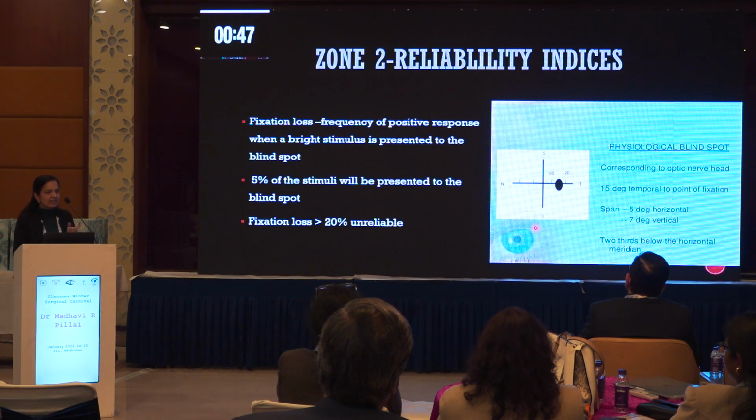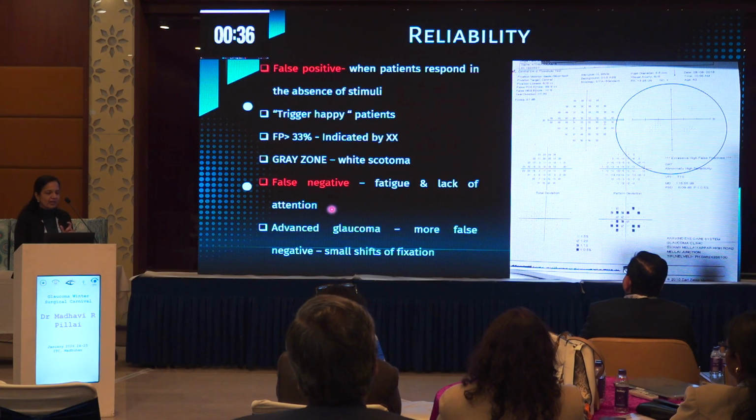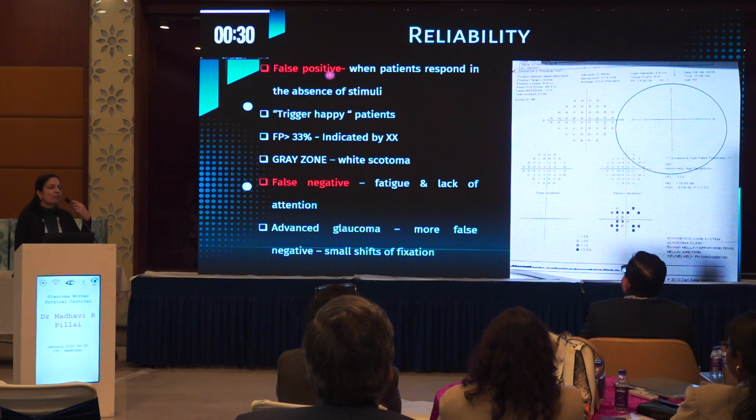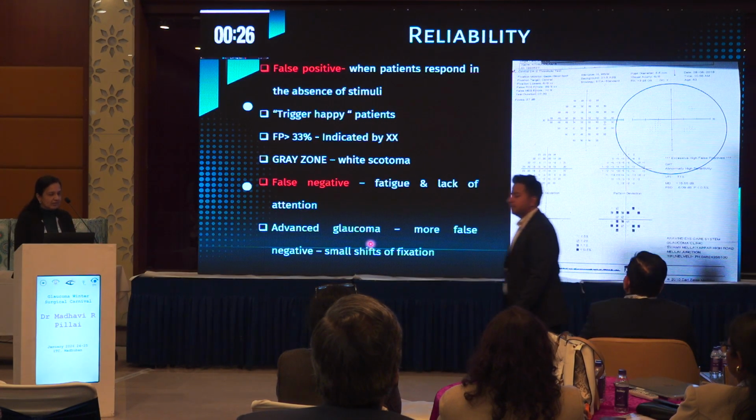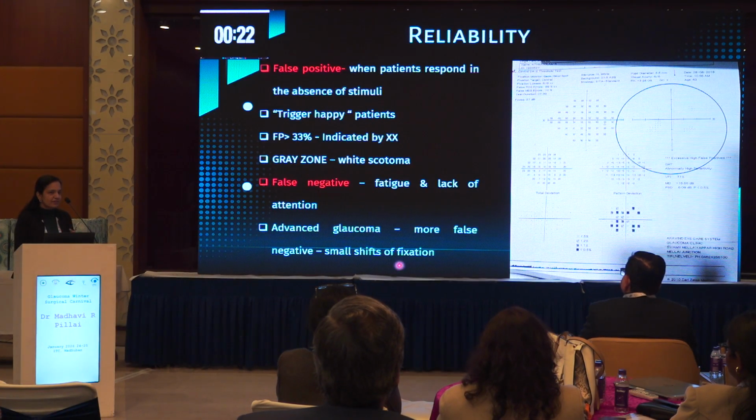Next is the reliability indices. I already spoke about fixation loss. Apart from fixation loss, you have false positive when the patient responds in the absence of stimulus, and false negative due to fatigue or lack of attention. Once again, here I wish to highlight the fact that between false positive and false negative, you will give more importance to false positive, because false negative can happen even in advanced glaucoma, because the patients will have small shifts of fixation. So, false positive is one of the key factors.